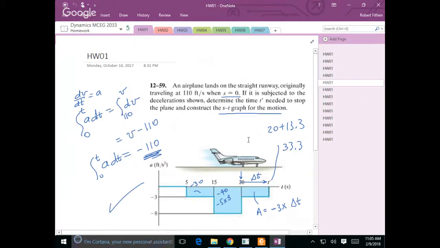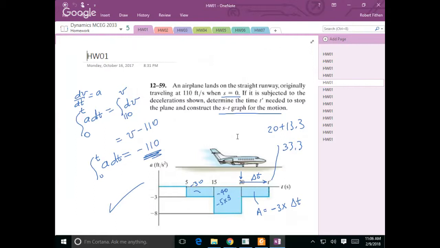This one I thought was a really good problem because it had some context that made sense. You think about it: an airplane lands on the runway, originally traveling 111 when s is equal to 0. If it's subject to the deceleration shown, and have you ever been on one? They do their little reverse thrust, where the engine has this little fan that pops out and it just slows you down all of a sudden. So I'm guessing that's maybe what this is.